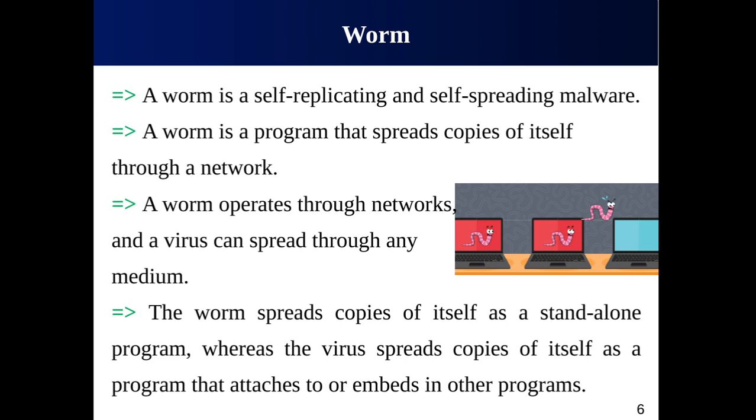Like viruses, different types of worms are available in computer history. The most famous one is the Morris worm, and it is considered to be the earliest worm in history as it was discovered in 1988. It was discovered by Robert Morris in 1988, so that is why it is called the Morris worm. It was designed to spread on the Unix operating system, and it uses a number of different techniques for its propagation.